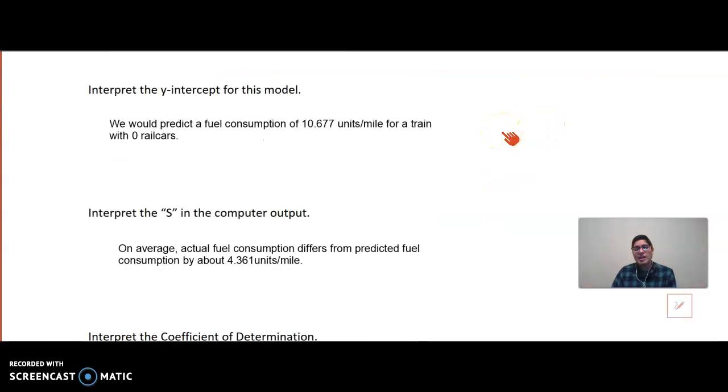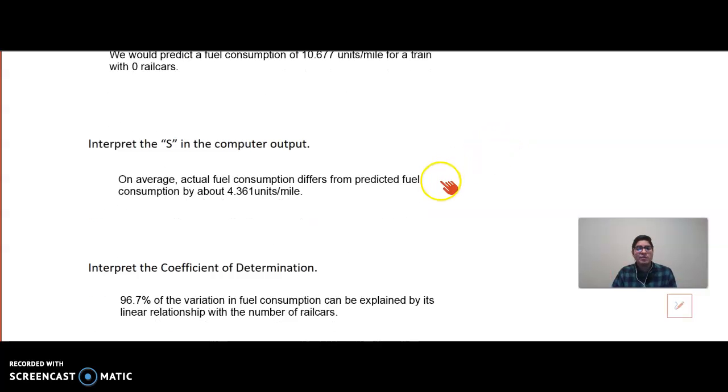Now, S in the computer output represents our standard deviation of the residuals. And we know residuals are the difference between actual and predicted values. So here, on average, actual fuel consumption differs from the predicted fuel consumption by about 4.361 units per mile. So on average, the variation between the actual and predicted is 4.361 units per mile.